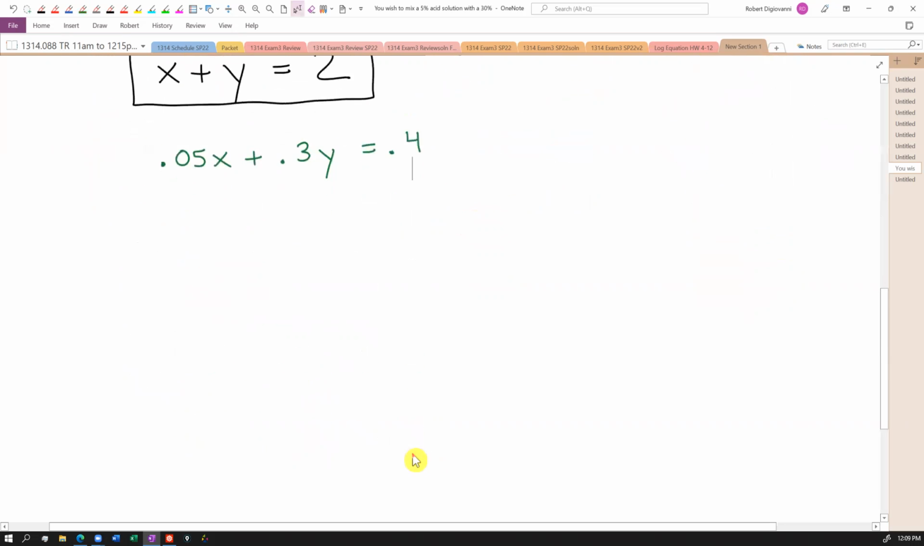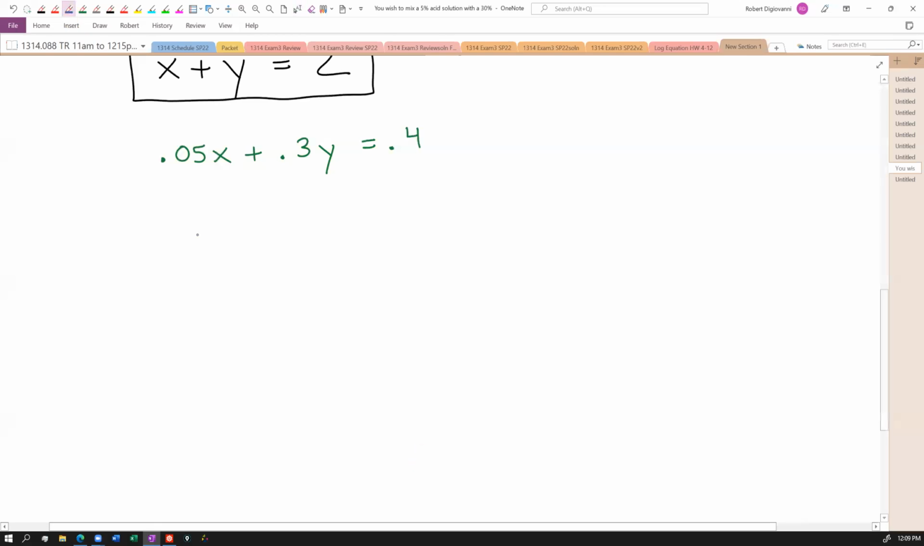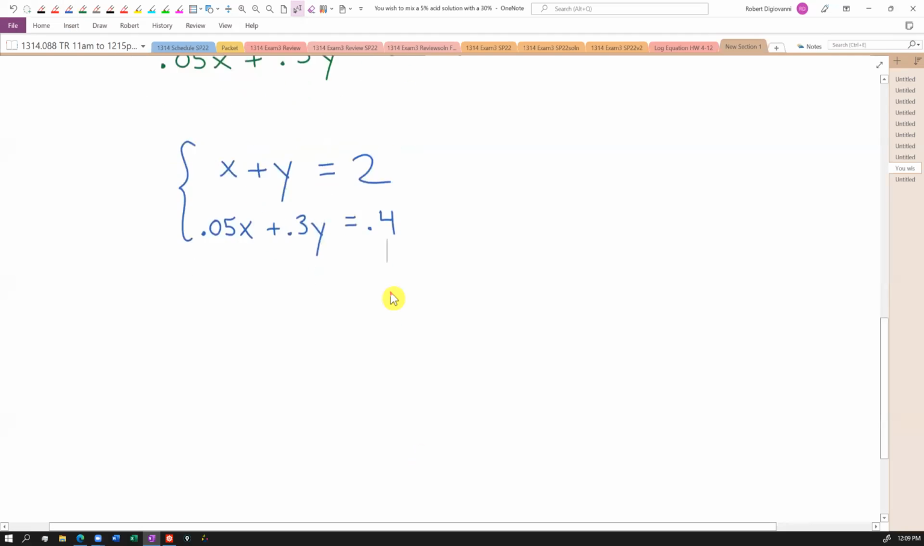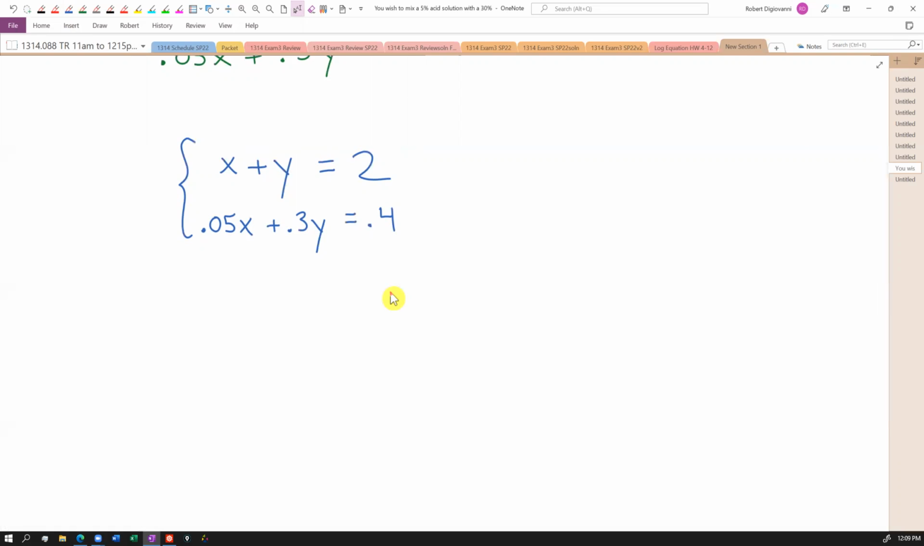Let me write down our system. Our system is x plus y equals 2, and 0.05x plus 0.3y must equal 0.4. Okay, we have not done a system like this before, have we? Not with these decimals, have we? So decimals kind of make things harder.